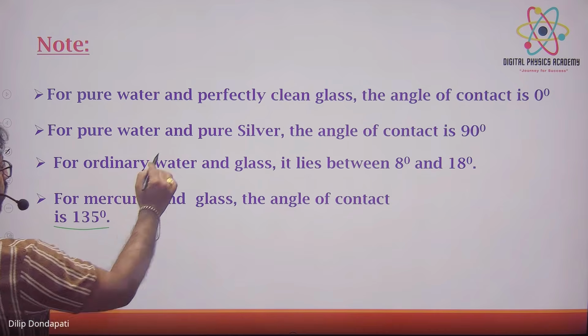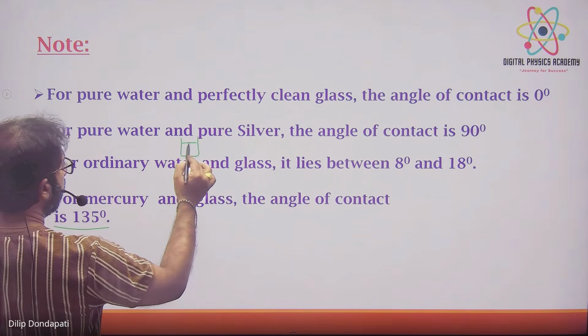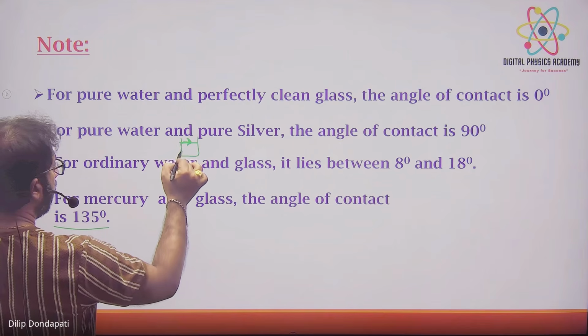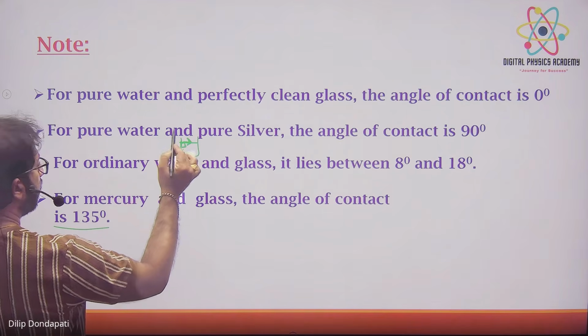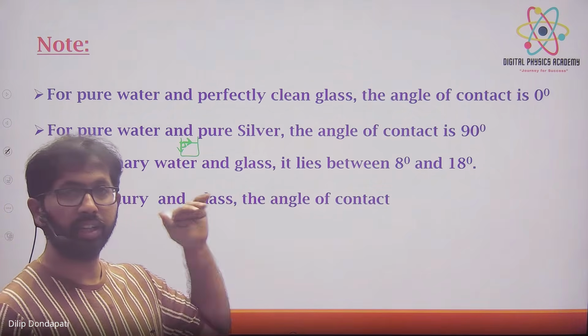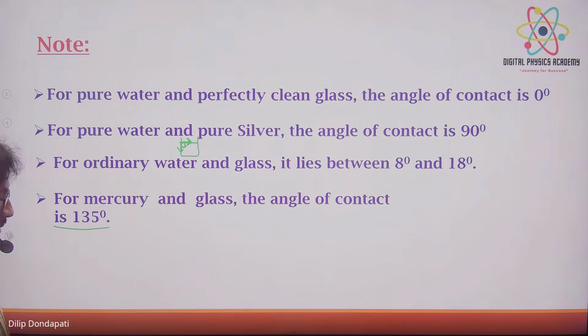Suppose this is pure water and glass. So the liquid surface and the tangent will be like this, and the angle is 90 degrees. So there will be no meniscus; the pure water surface will be straight.